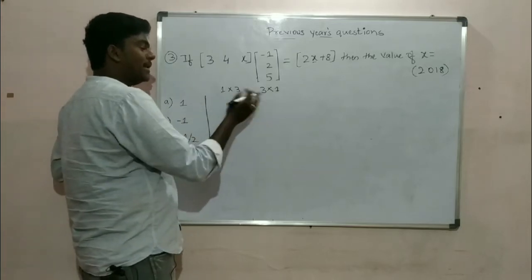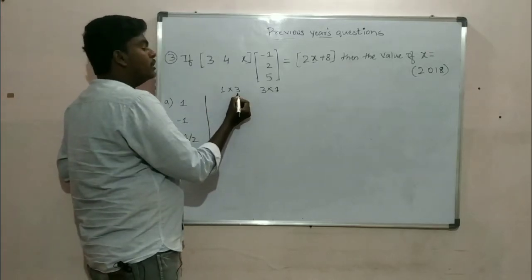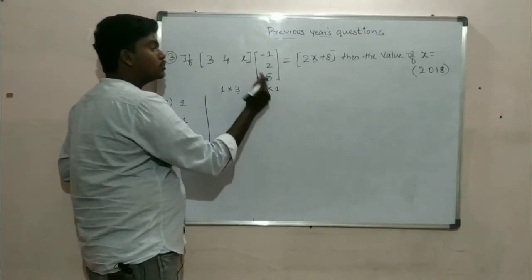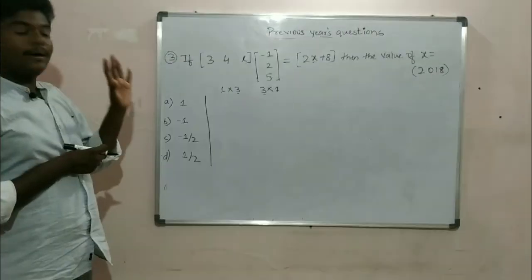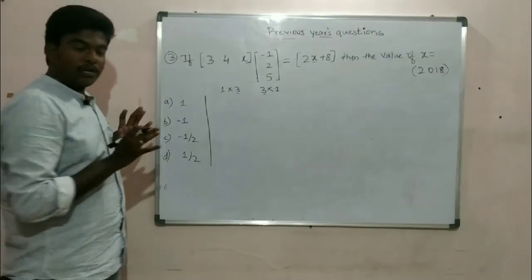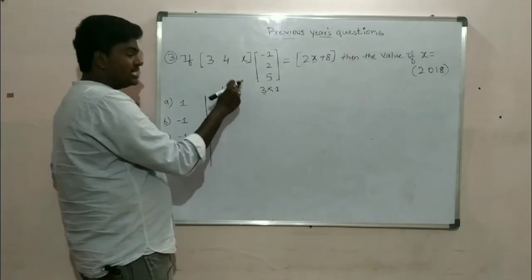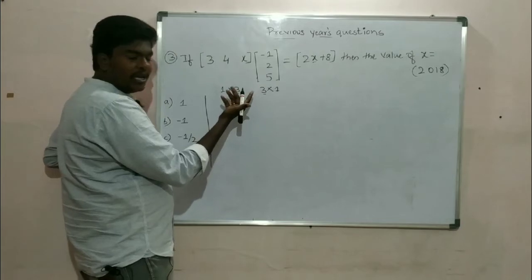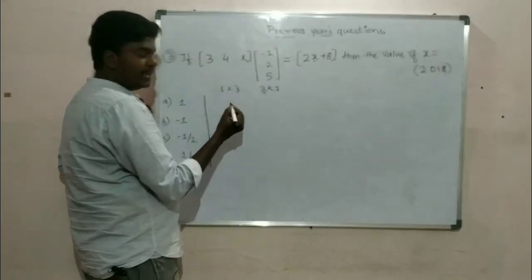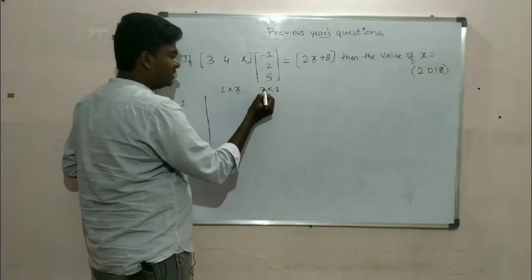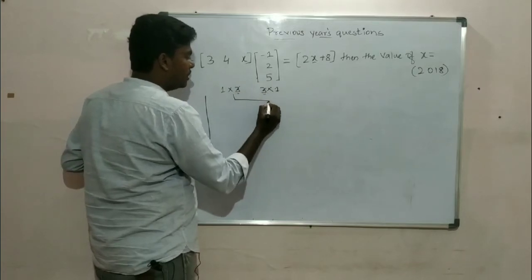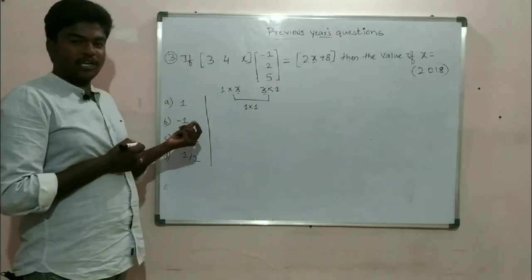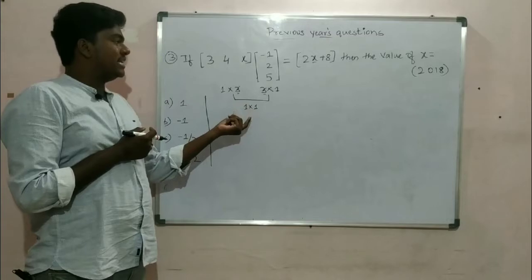I have set you the condition: if you have to multiply any two matrices, the number of columns of one matrix should be equal to the number of rows of the other matrix. Only then is multiplication of matrices possible. The number of columns in this matrix is 3, the number of rows in this matrix is 3. Then this is possible. And the final order of the matrix: if you exclude this 3 and 3, the final order is going to be 1 cross 1. This is the answer.